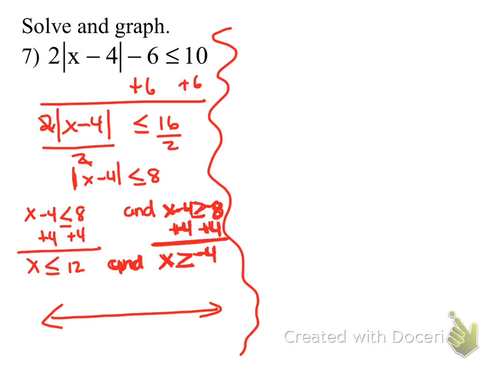Okay, so we've got negative 4 here. I have a 0. I have 12. It's an and statement, so it's an intersection. X is greater than or equal to negative 4, so it's a solid. X is less than or equal to 12, and it's one line because that's the only area they have in common. Why is it 12? Because 8 plus 4 is 12. I added 4 to each side.